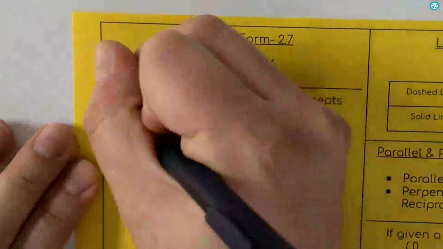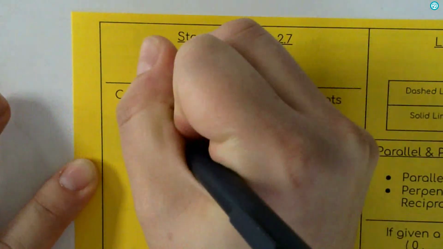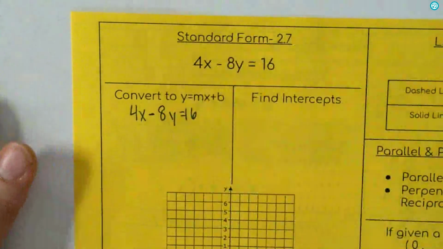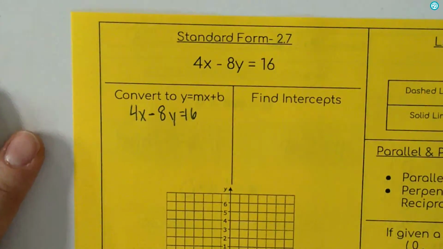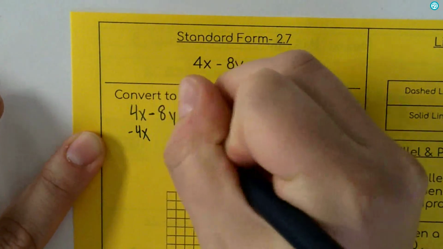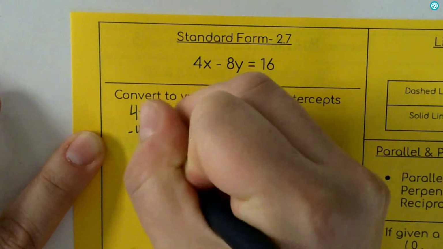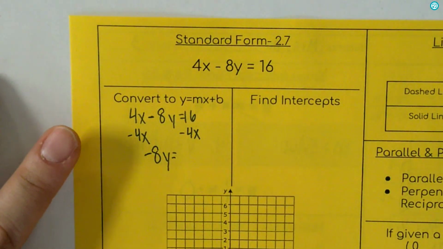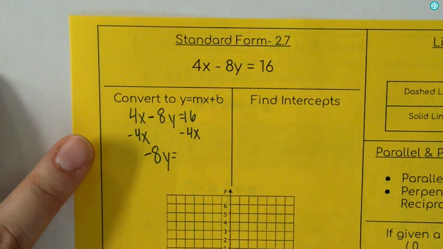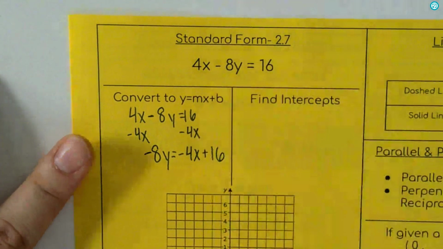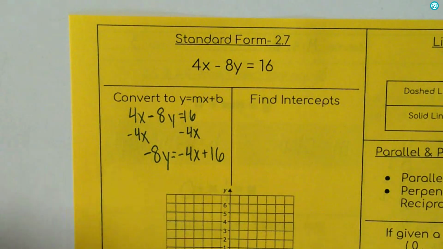So I'm going to take my equation, 4x minus 8y equals 16. I'm going to convert that. So I'm trying to solve for y. The first thing that I need to do is get rid of that 4x. So I'm going to subtract 4x from both sides. I get negative 8y equals. And then instead of writing 16 minus 4x, I'm going to write minus 4x plus 16. That's closer to being in y equals mx plus b form.